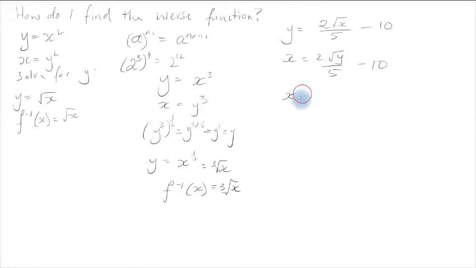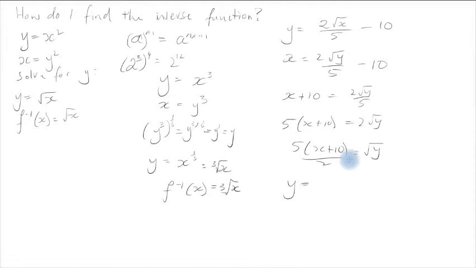x plus 10 equals 2 root y on 5. Now multiply it by 5, so we'll have 5 times (x plus 10) equals 2 root y. Now divide by 2, so it's now 5 times (x plus 10) divided by 2 equals the square root of y. And now I'm going to square both sides, so it'll give me y on this side, so I'll swap the order. y equals, and squaring it all, 5(x plus 10) on 2, and everything is squared.